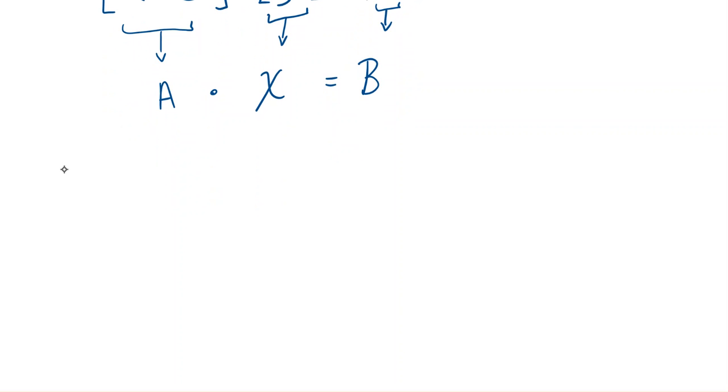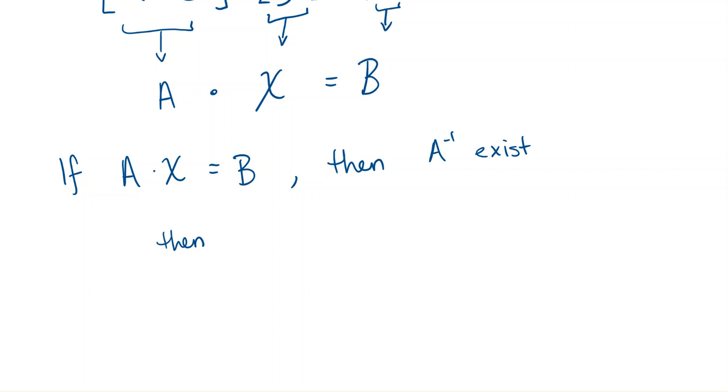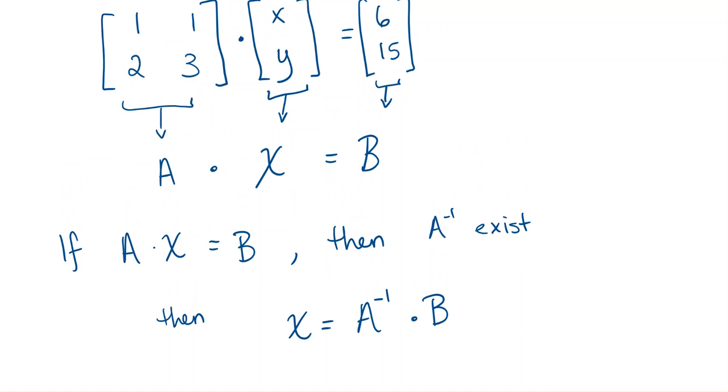Now, there is a rule that states if matrix A times matrix X equals matrix B, and if A inverse exists, so if there is an inverse matrix, then X is equal to A inverse times B. So what this is saying is if we can find the A inverse matrix, then if we multiply A inverse times B in the correct order, we would get the variable matrix that we're looking for, and we'd solve the system of equations.